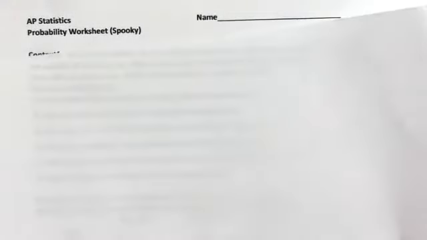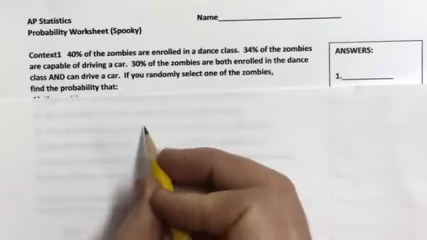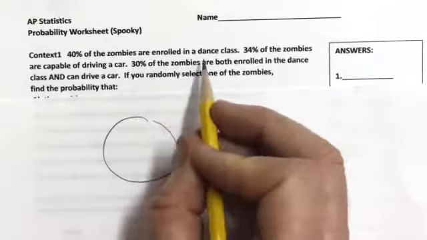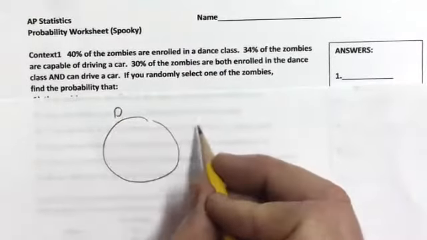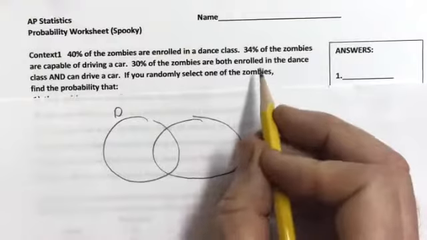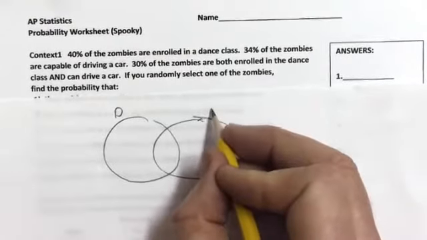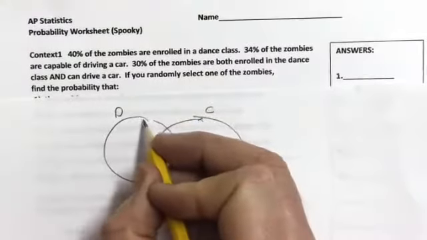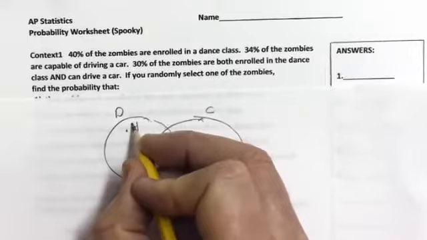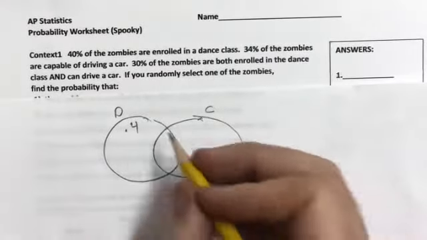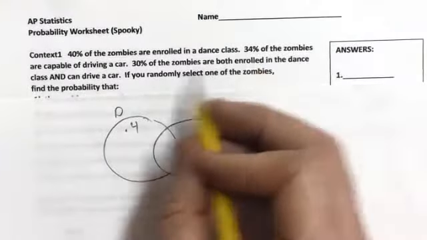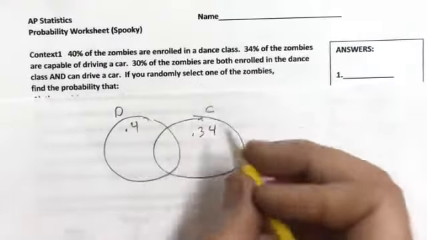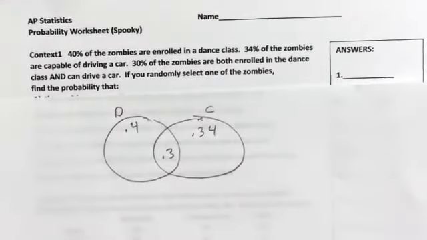So let's make our Venn diagram first. The first variable is whether or not they join a dance class. The second variable is whether they're capable of driving a car, so I'll put C for car. It says 40% are in the dance class, so I'll put 0.4 at the top of the dance circle. 34% can drive a car, so I put 0.34 at the top of the car circle. 30% are both, so that would be 0.3. So that's what we're given.